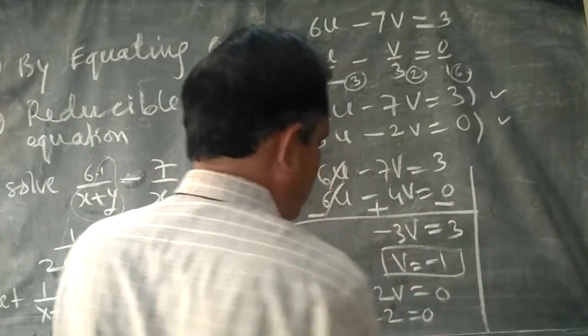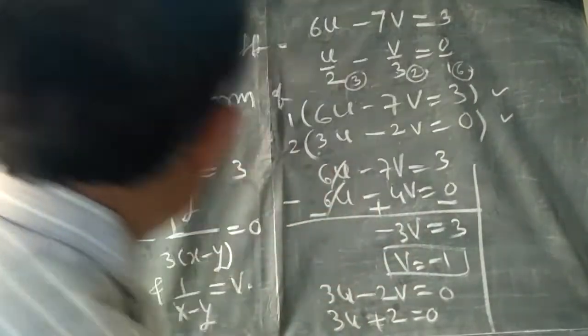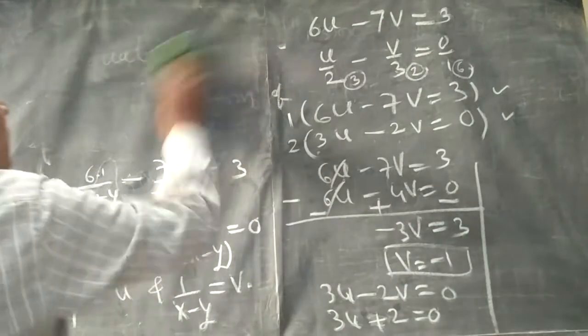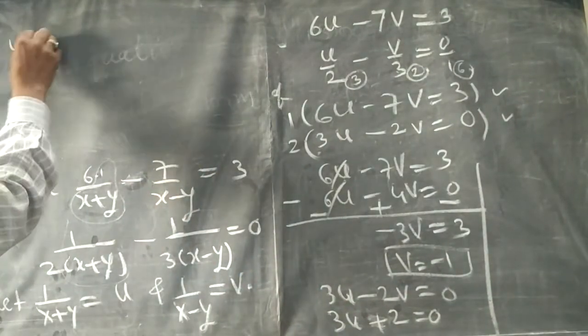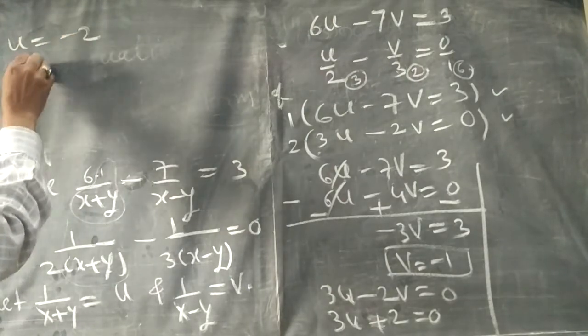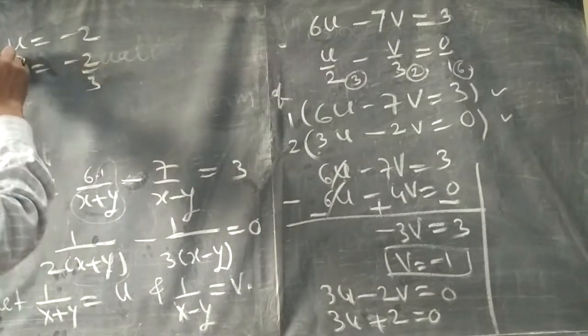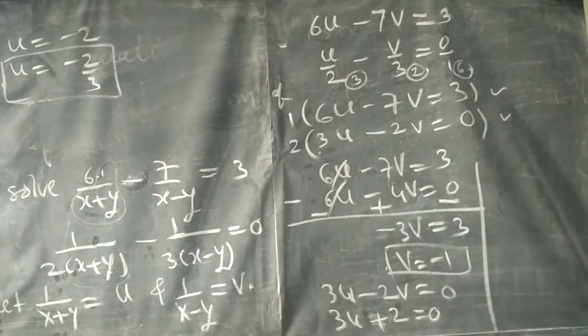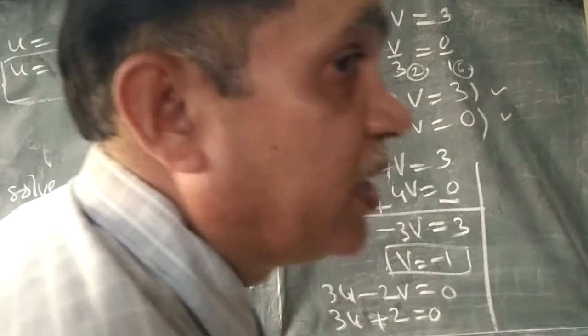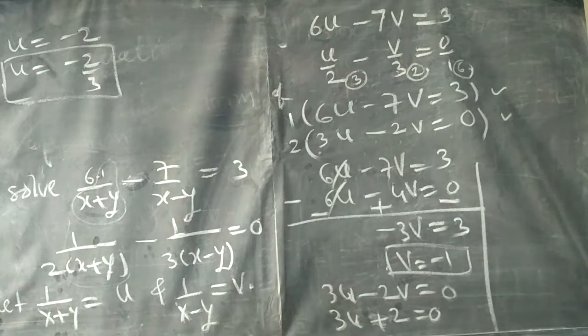Therefore, we got 3u equal to minus 2, u equal to minus 2 upon 3. See, the values of u and v you got, and you have assumed what u and v are. Now put these values here, and then you will get expressions in x and y. So this work is increasing now. Look.